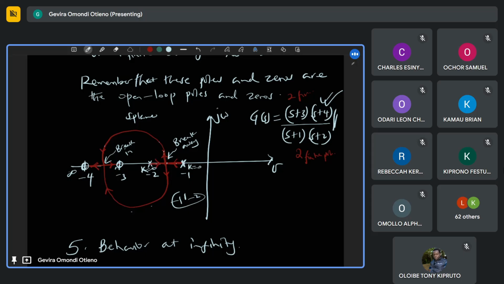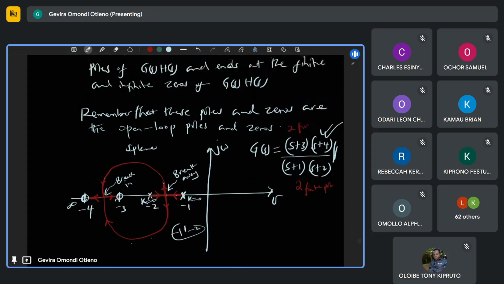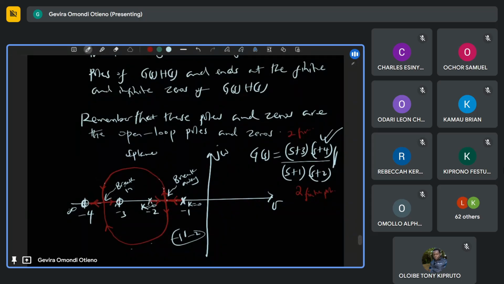How do the poles and zeros behave at infinity? Now, because we are sketching the root locus, ladies and gentlemen, it is very difficult for us to sketch points that lie at infinity. For example, in this case, both the poles and the zeros were finite, so it was easy to sketch because all those points lie within our S-plane.